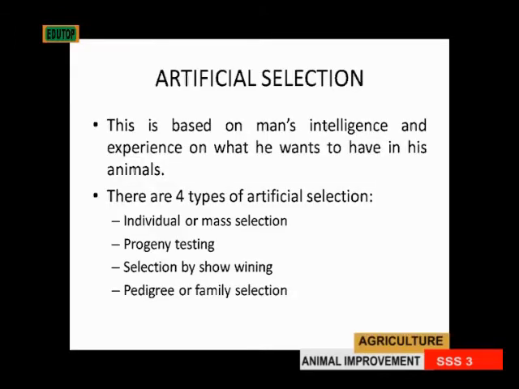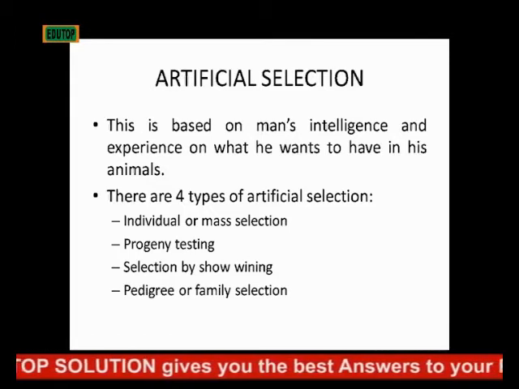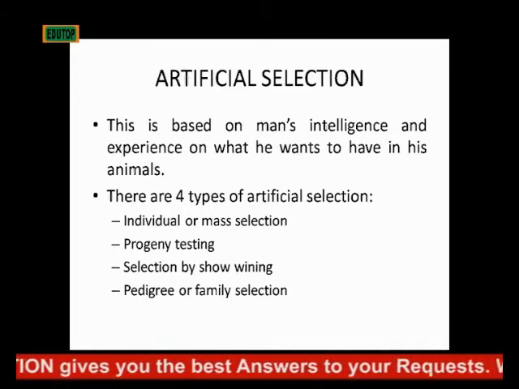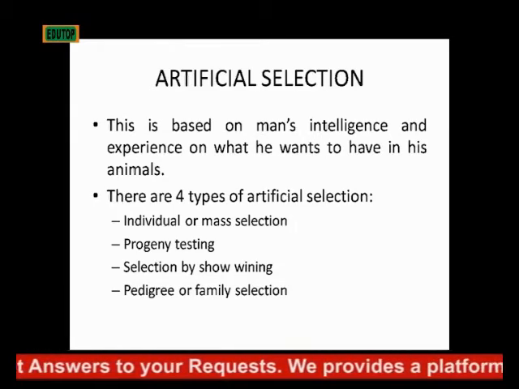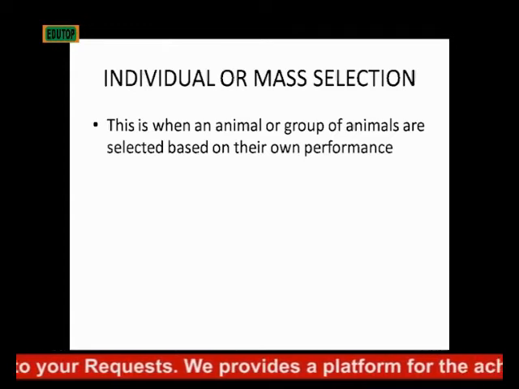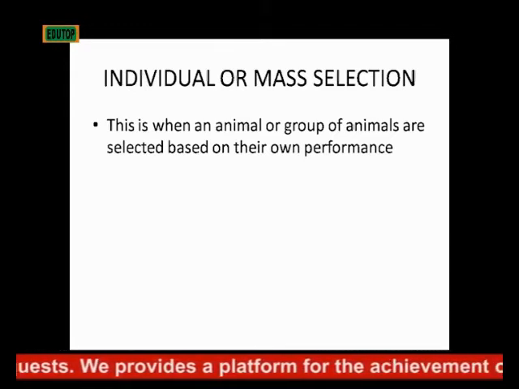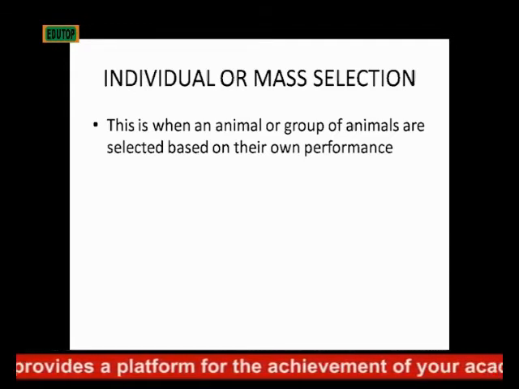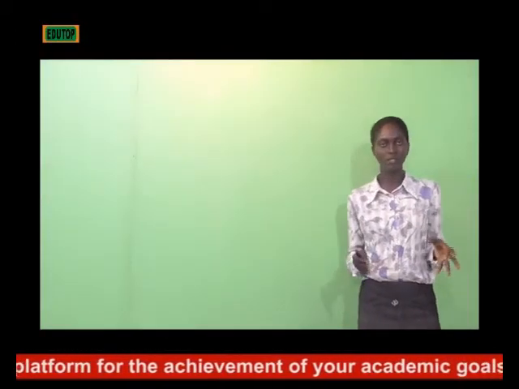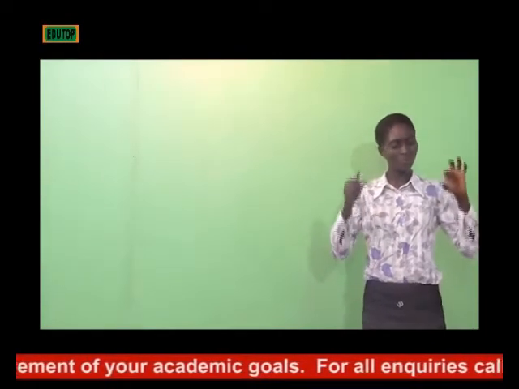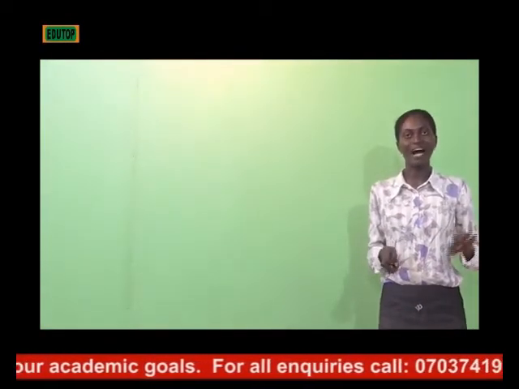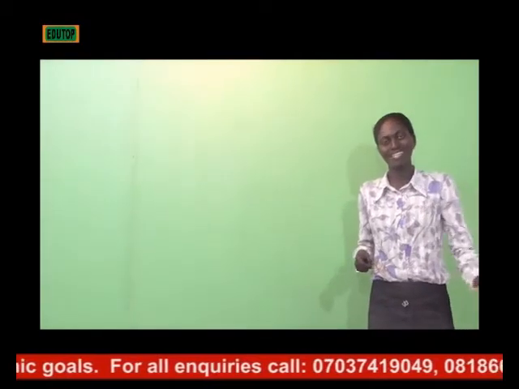Now, there are 4 types of artificial selection. You have individual or mass selection, then progeny testing, selection by show winning, then pedigree or family selection. Individual or mass selection is when an animal or a group of animals are selected based on their own performance. You see, okay, these animals have good yield, so they are the ones that are selected because they have good yield. That's individual selection. You selected that individual because you saw a good trait.